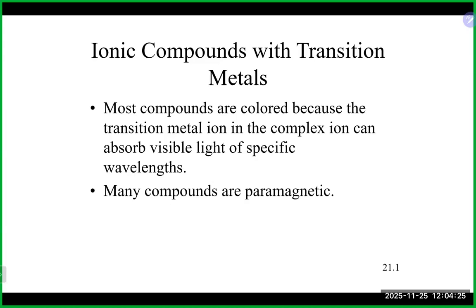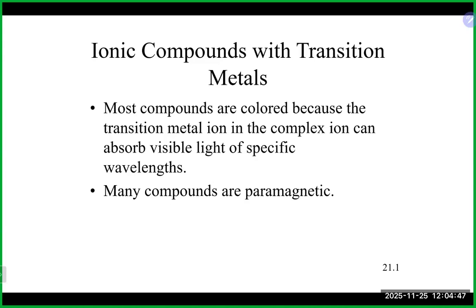A lot of compounds are paramagnetic. Paramagnetic means you've got some unpaired electrons. Electrons have spin, which gives compounds different properties. Paramagnetic means some unpaired electrons. Diamagnetic means you've paired off a lot of your spins going in opposite directions.